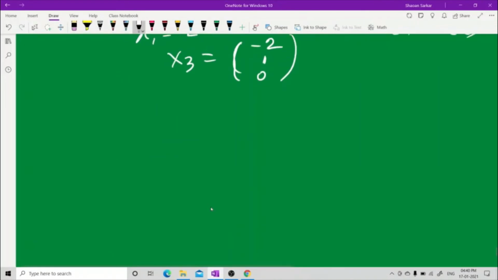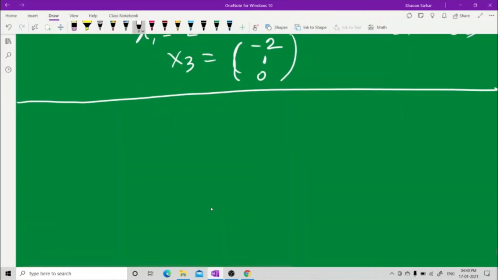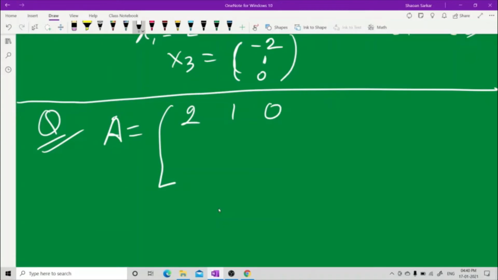Now the third case that comes into the picture, I'll show you with a question. Let me take a question. The matrix A is 2, 1, 0; 0, 2, 1; and 0, 0, 2.